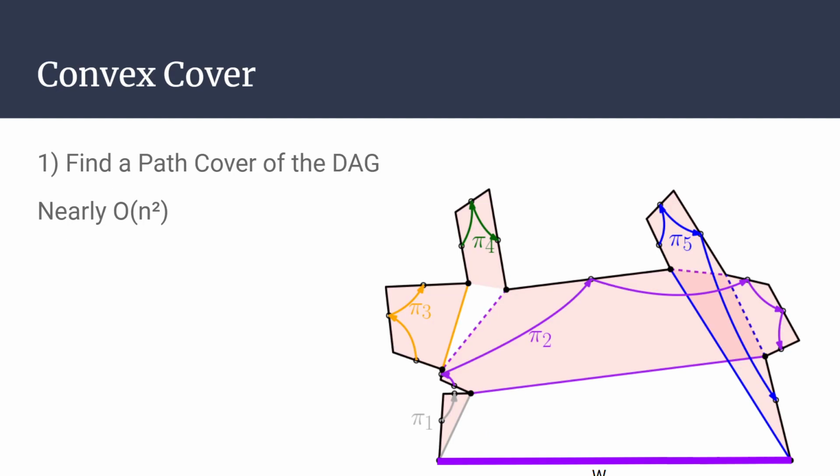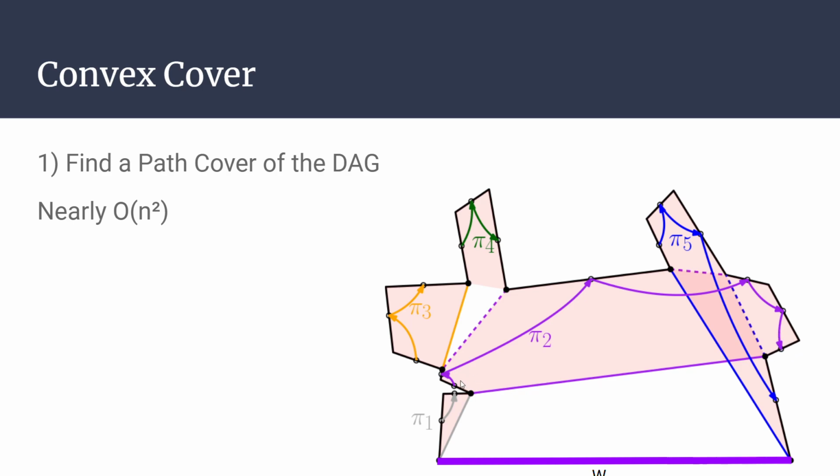For convex cover, what we're going to do is find a path cover. A path cover of the DAG is a set of paths in the DAG where every one of the elements of the DAG are covered.